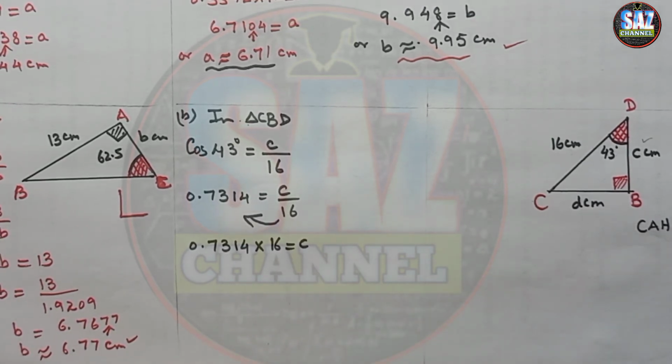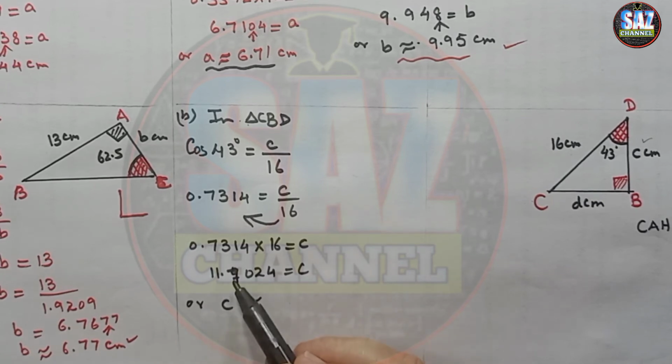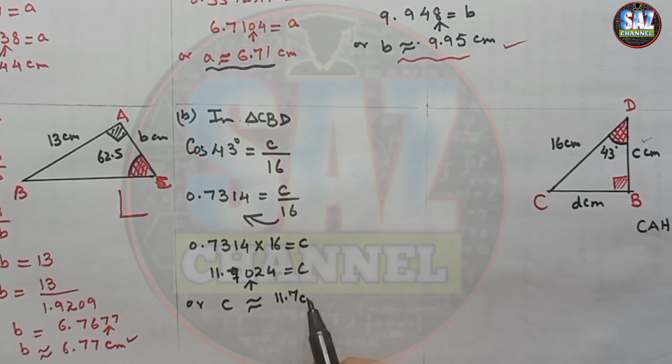Now 0.7314 multiplied by 16, and this gives me 11.7024 equals C, or C approximately. As we have to give our answer to 3 significant figures, focus your attention on the fourth digit. It's 0, it's less than 5, so C will be 11.7 centimeters.